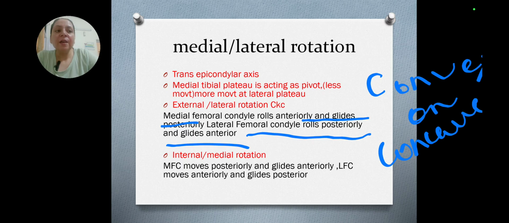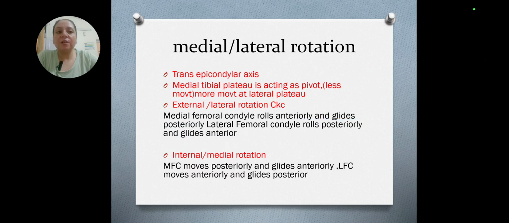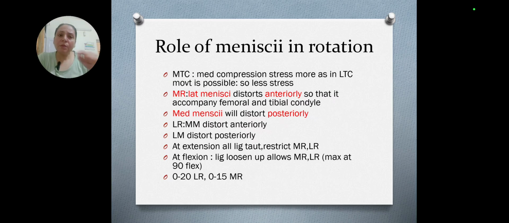Fine, so that is why. In medial rotation, the medial femoral condyle moves posteriorly and glides anteriorly, whereas the lateral femoral condyle moves anteriorly and glides posteriorly. Fine. Now what will happen in rotation?